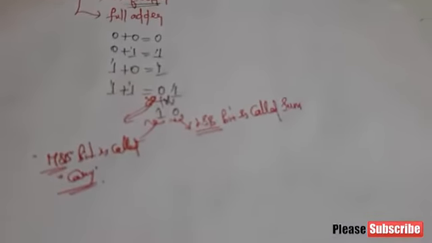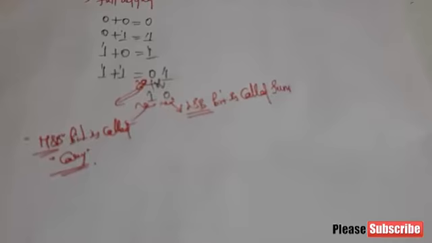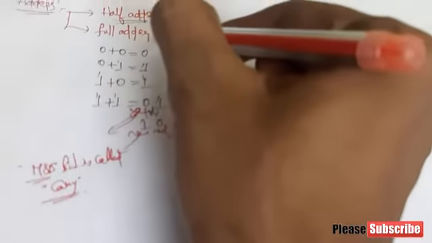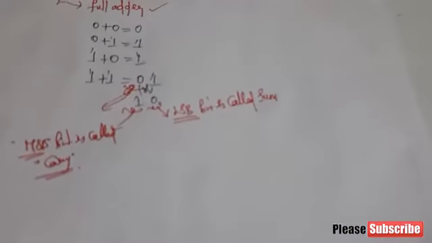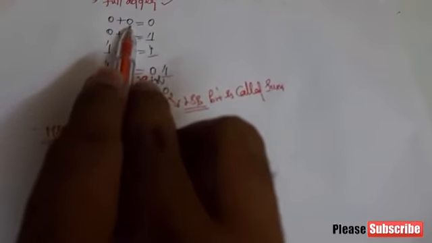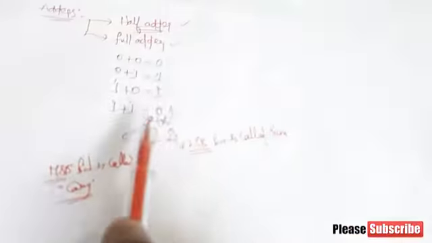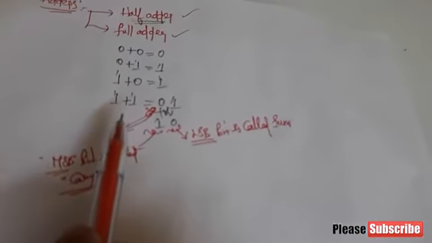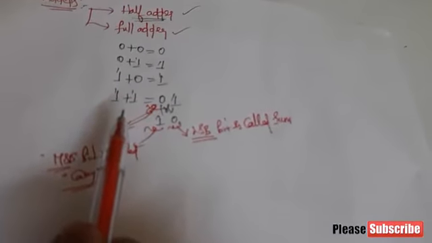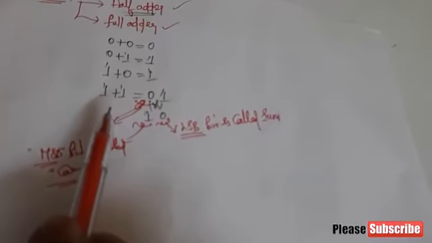If you want to perform 3 bits addition, then you have to use a full adder. If you perform the addition for the 2 bits, it will be called a half adder. If you perform the addition for the 3 bits, then you have to use a full adder.